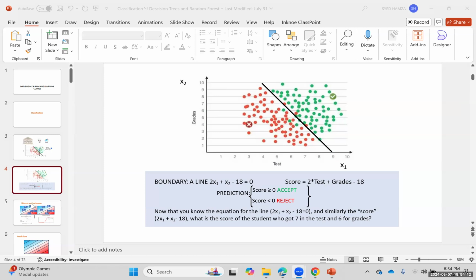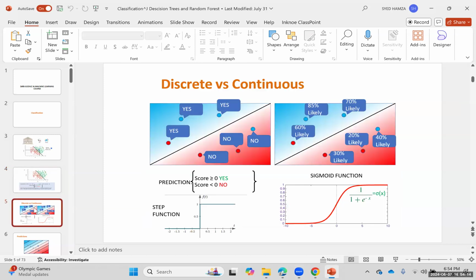This is how it works now. Normally, when you see here, this is the discrete and continuous debate.